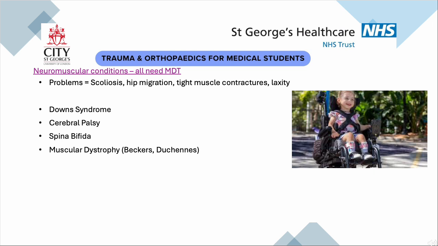From an orthopaedic point of view, I see them, they may have a scoliosis, so a curve in their spine. Their hips migrate out of joint, and they also have tight muscle contractures, though some are the opposite and very lax. And what conditions are we talking about? We're talking about Down syndrome, cerebral palsy, spina bifida, and muscular dystrophies. And there's different types of muscular dystrophies. We have Becker's, Duchenne's.